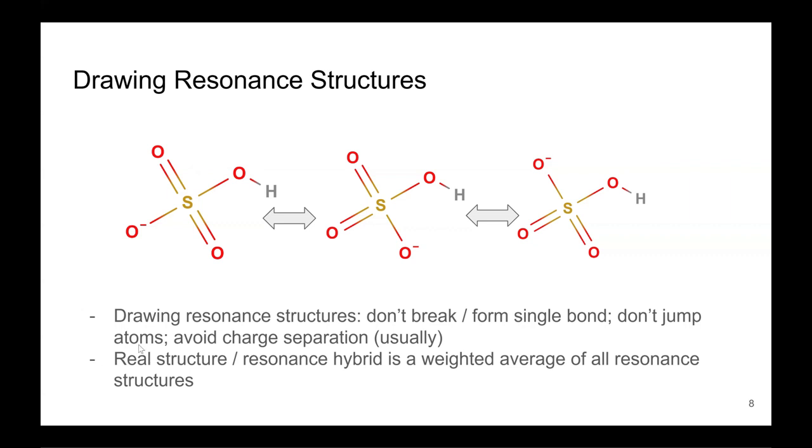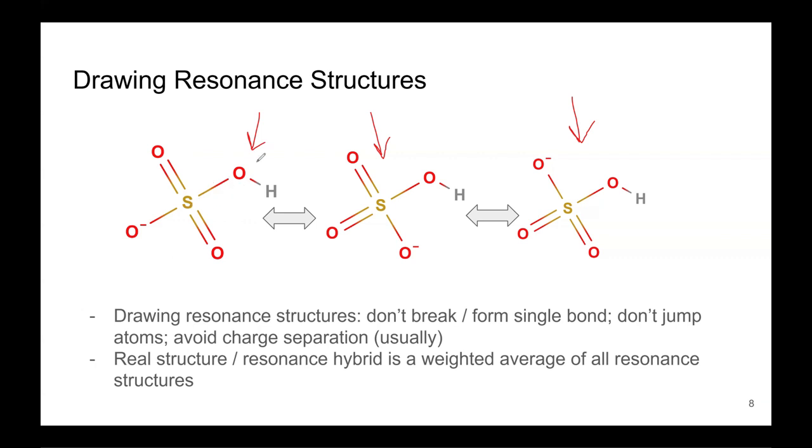So the real structure, or the resonance hybrid, is a weighted average of all resonance structures depending on how stable they are. So in this case, all three are equally stable. So each of them contributes 1/3 to the overall structure. So overall, the minus charge will actually be delocalized across all three oxygen atoms. And the bond order between the sulfur and oxygen will probably be more than 1 but less than 2 for each of the SO bonds.